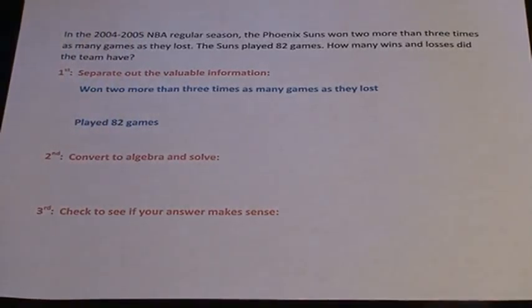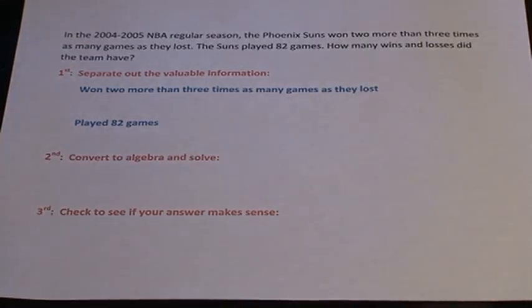So here we have the infamous word problems. And in this particular problem, we're given a question. In the 2004-2005 NBA regular season, the Phoenix Suns won two more than three times as many games as they lost. The Suns played 82 games. How many wins and losses did the team have?